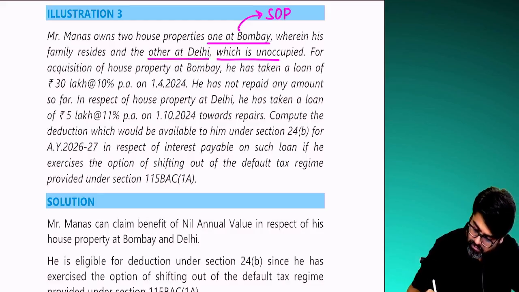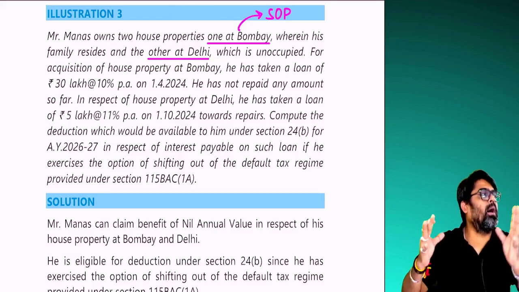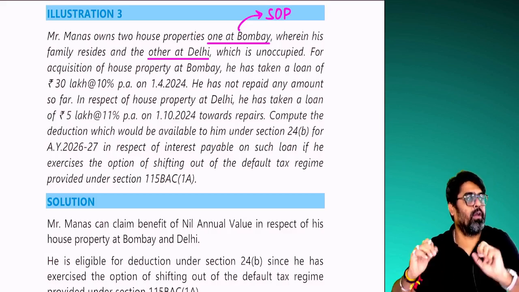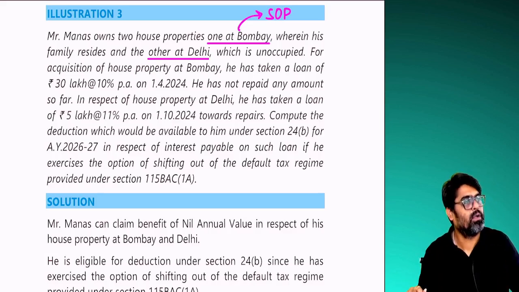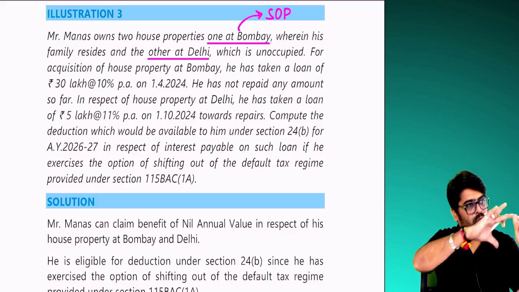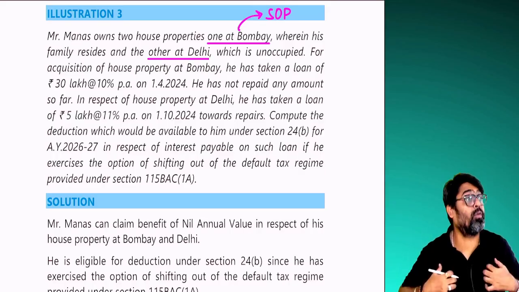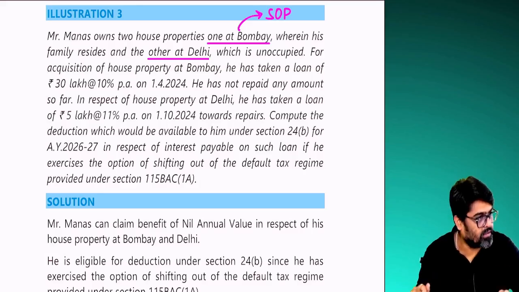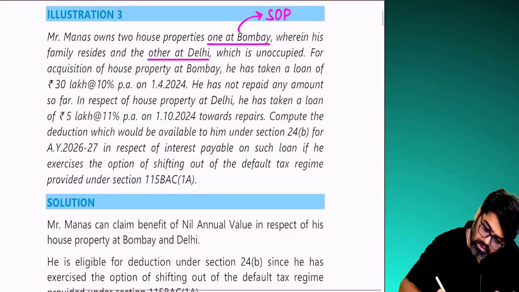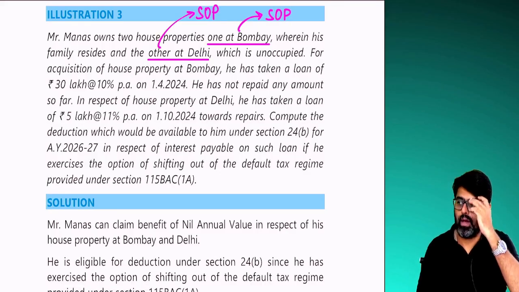Even if you keep a property unoccupied, meaning reserved for yourself, still that property can be treated as SOP. Yesterday I told you about three properties, yes or no? Either used for residence throughout the year, or throughout the year keep it unoccupied, reserve for yourself. Still the property can be treated as SOP, yes or no? See, this is also your SOP. So how many SOPs you have now?